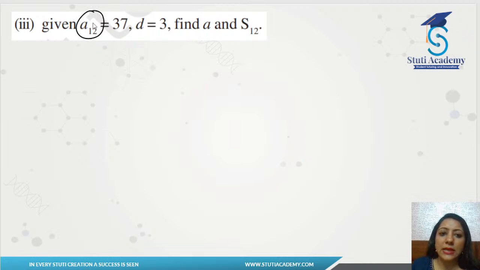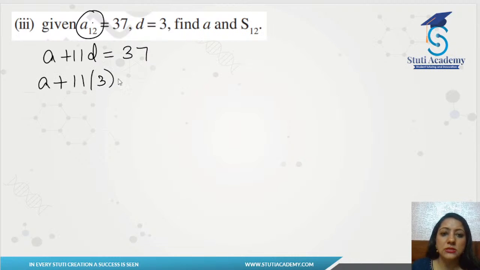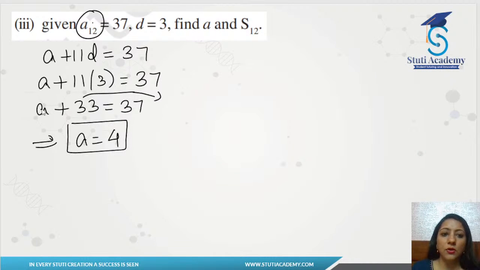Now, this can be written as A plus 11D. So that's 37 actually. That's given to us in the question. And we know D is 3. So we have A plus 11 times 3 is equal to 37. Now this is A plus 33 is equal to 37. And finally, when this goes on the other side, it becomes A is equal to 4, because we have taken this 33 on the other side. So that's how we've got A as 4.